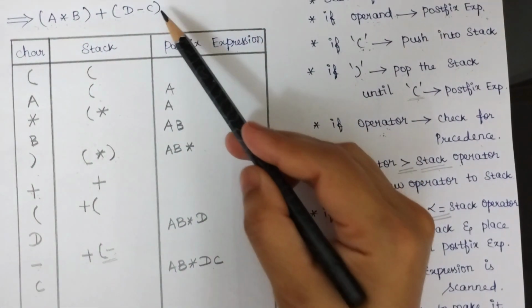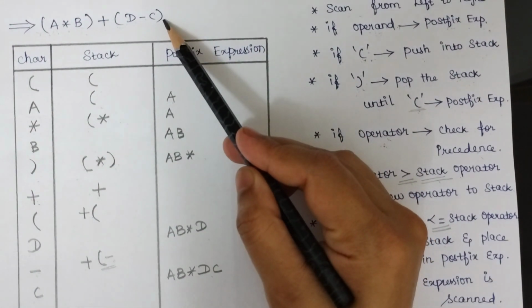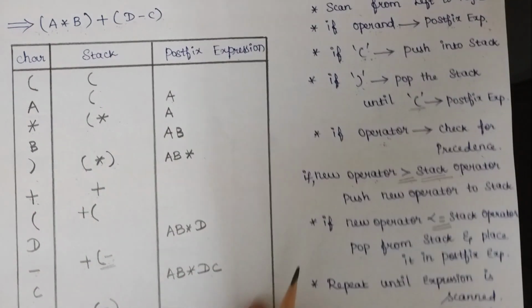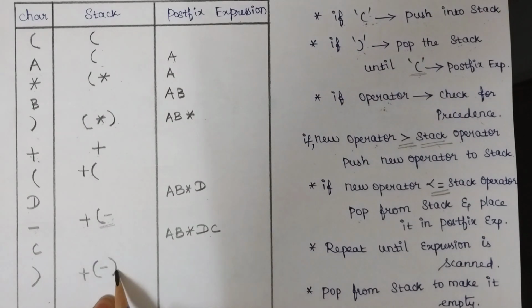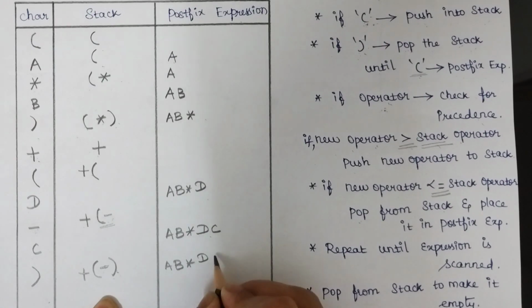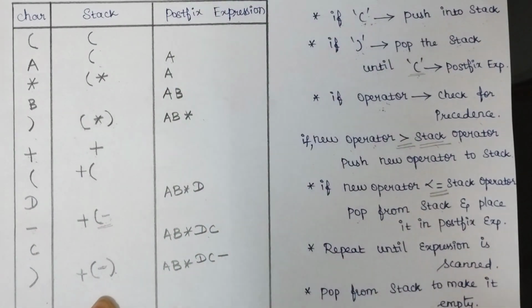Right? And what is the last character we have in this expression? Close parenthesis. Now this is a parenthesis, so we need to insert it into the stack: plus, open parenthesis, minus, close parenthesis. When you find a close parenthesis, what do we need to do? You need to pop the operators that are present between this open parenthesis and close parenthesis. There is only one operator here, that is minus. So we are going to pop that minus and append it to the postfix expression.